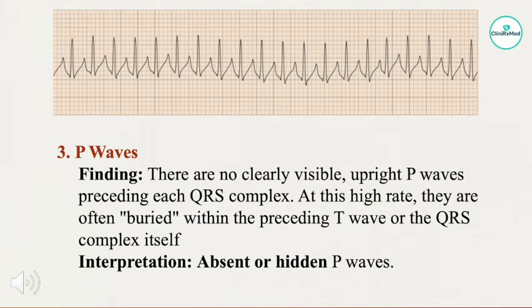Now we look for P waves, which represent atrial depolarization. In this ECG strip, no clear upright P waves are seen before each QRS complex. At such a high heart rate, P waves are often buried within the preceding T wave or the QRS complex itself. P waves are absent or hidden, which is an important diagnostic clue.